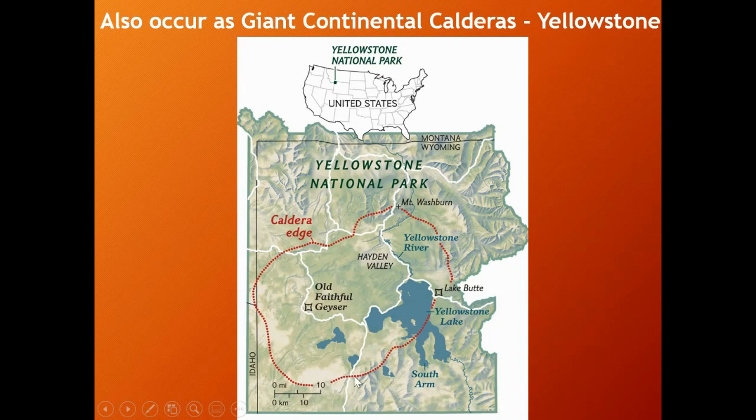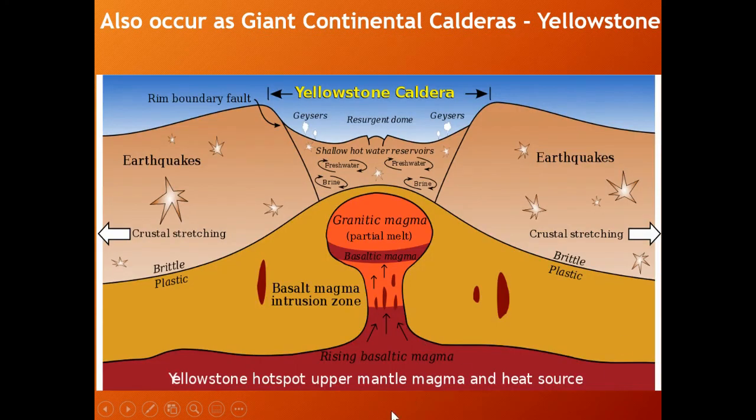Yellowstone National Park, as I said, has a caldera that's 26 miles wide, a drop down area from the last eruption, which was 600,000 years ago. And here's Yellowstone in the United States, right here in the northwest part of Wyoming, where Idaho and Montana meet Wyoming. And Yellowstone is atop a hotspot.